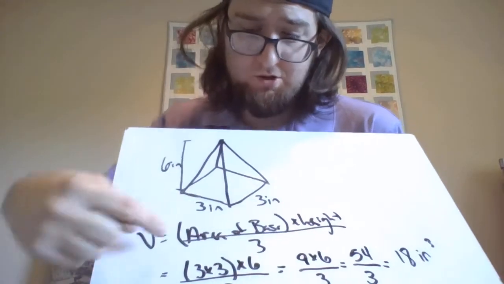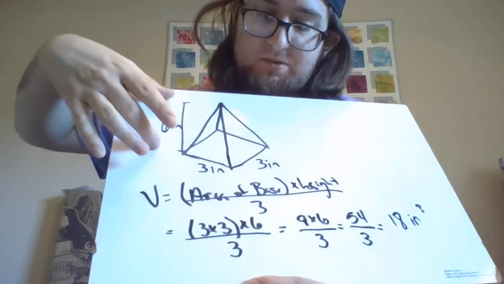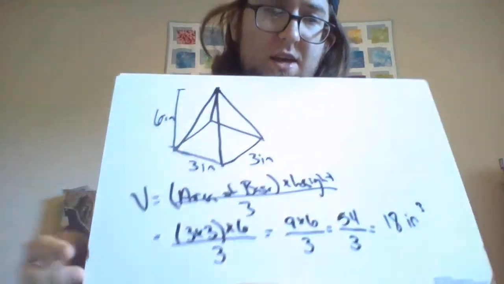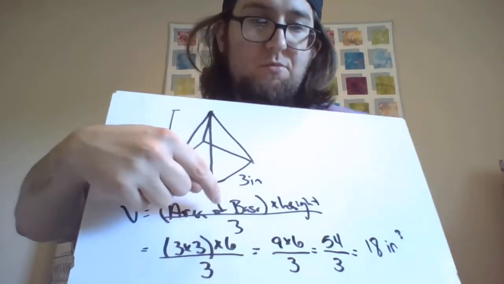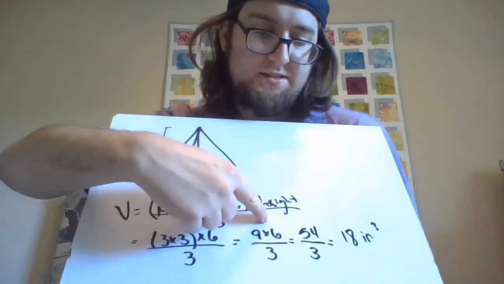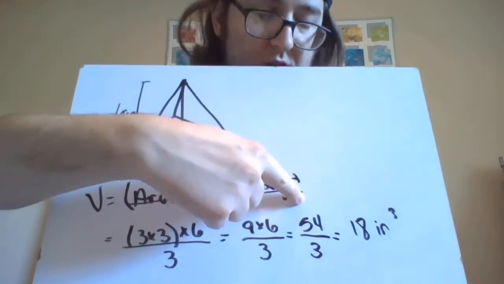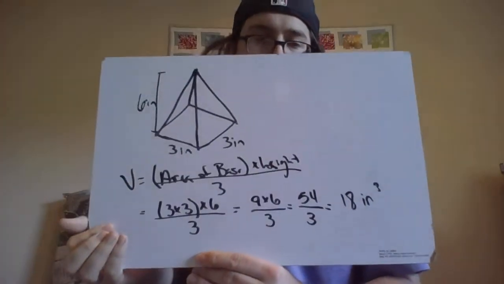So we're going to do 3 times 3 to find the area of the base, times 6, which is our height, and then we divide by 3. Hey, Mr. Stowe, why do you divide by 3? Because that's in the original formula. Okay, so 3 times 3 is 9, times the 6. 9 times 6 is 54. Divided by 3 is 18 inches cubed.